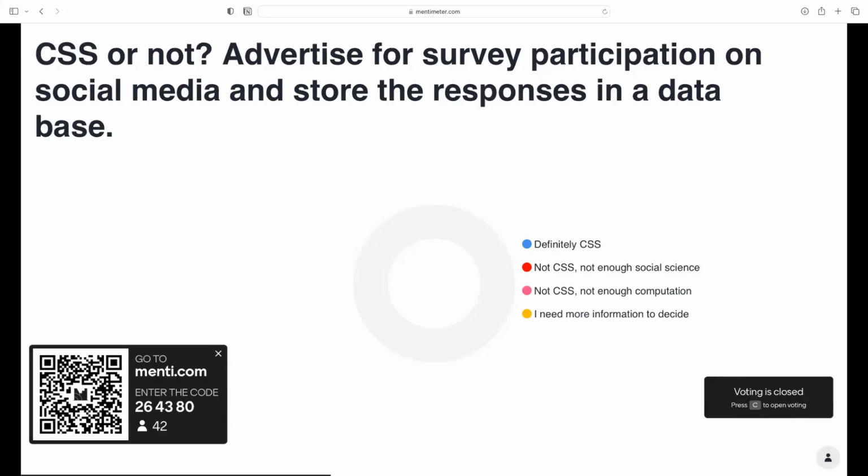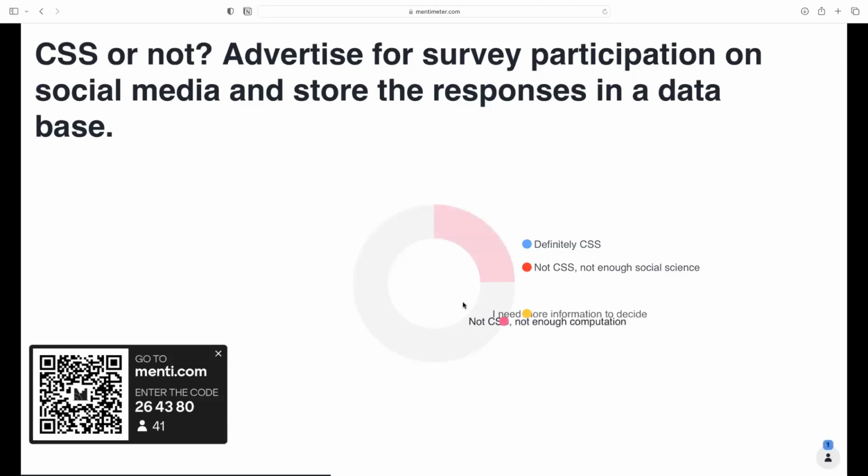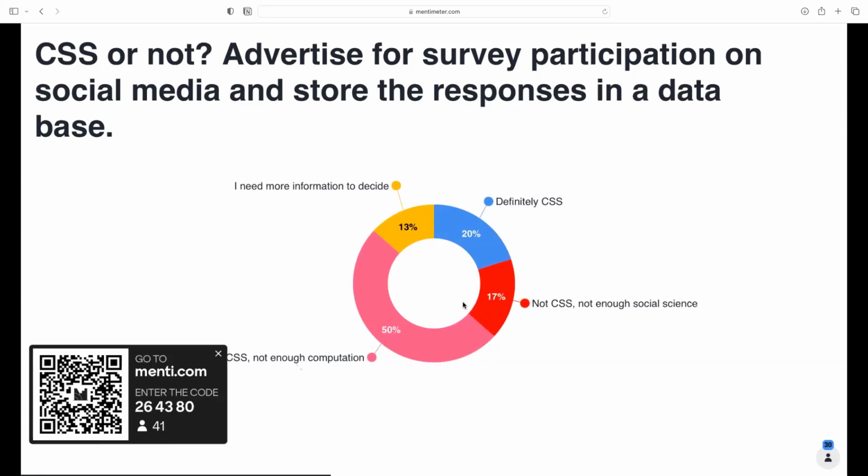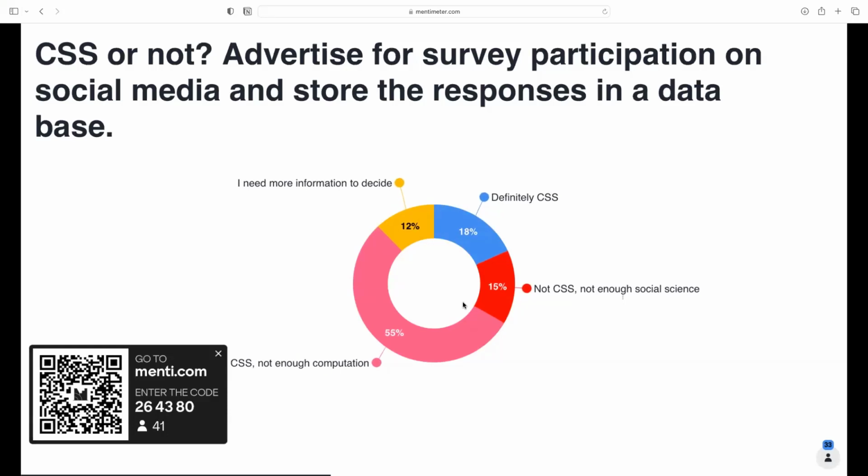You could think back to that slide where we talked about what CSS is not. I had a few points on what makes something CSS or not. Let's see, I actually need to open voting on this. That's my bad. Okay, it seems the majority are saying there's not enough computation here. I would also agree with that. Like I said, on the previous slide we talked about how CSS is not just using digitized versions of traditional survey methods.